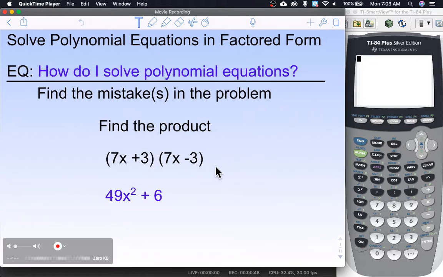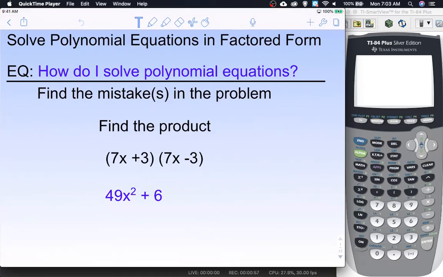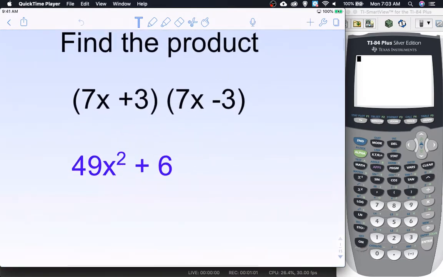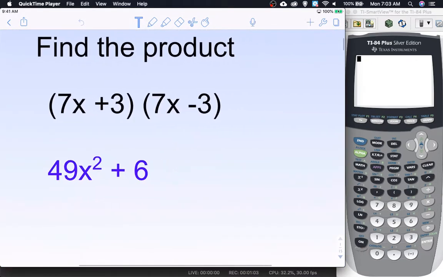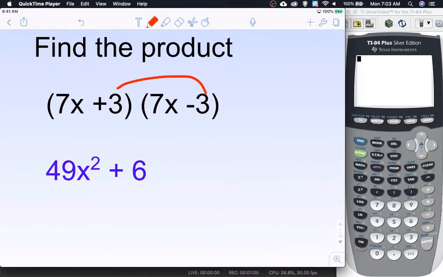Okay, so before we get to that, if you could please pause the video and see if you could find the mistake in this problem below. There's one thing that stuck out like a sore thumb to me when I first looked at this: there's no way that this final answer is right, because this 3 times this 3 should give us a -9 somewhere.